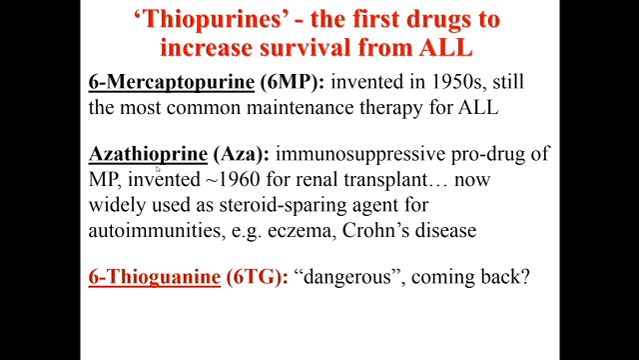Soon after, azathioprine was invented. It's a derivative of mercaptopurine, and it was invented as an immunosuppressive in about 1960, and it introduced the whole era of organ transplant, and it's now used widely as well for immunosuppression for autoimmunity such as eczema and Crohn's disease. And there's another drug, another thiopurine, which is called thioguanine, and that's been considered dangerous. We'll talk about that later, but it's coming back, so why would we bring a dangerous drug back? It seems weird.